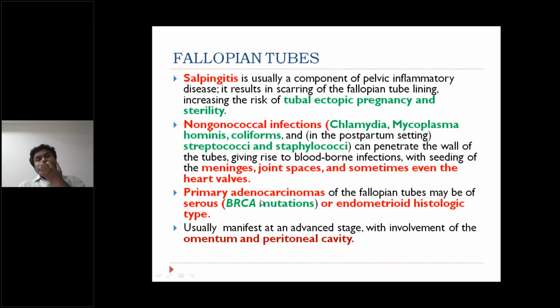Next, primary adenocarcinoma of the fallopian tube may be serous, because of BRCA mutations, or endometrioid type. They usually manifest at an advanced age with omental involvement, because the fimbrial end of the fallopian tube is in continuum with the peritoneal cavity. That's why carcinoma of the fallopian tube will invariably spread into the omentum or the peritoneal cavity. That's why taking a peritoneal washing during surgery is very crucial, and it is imperative.